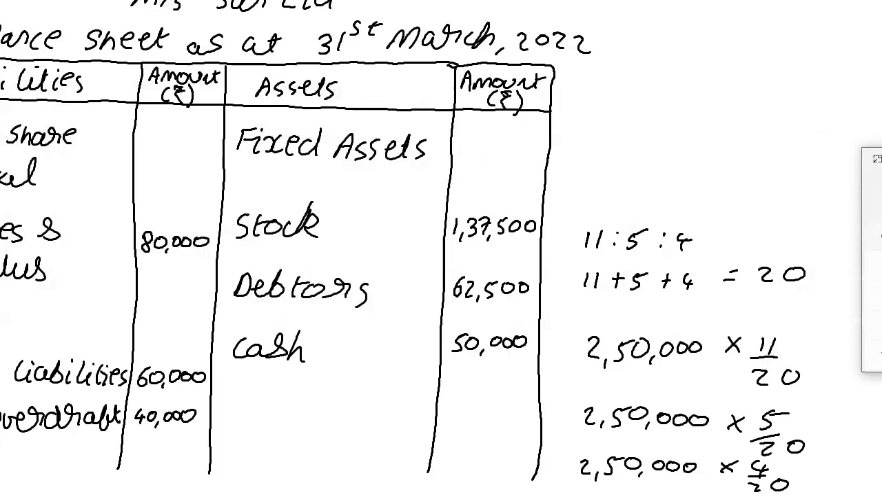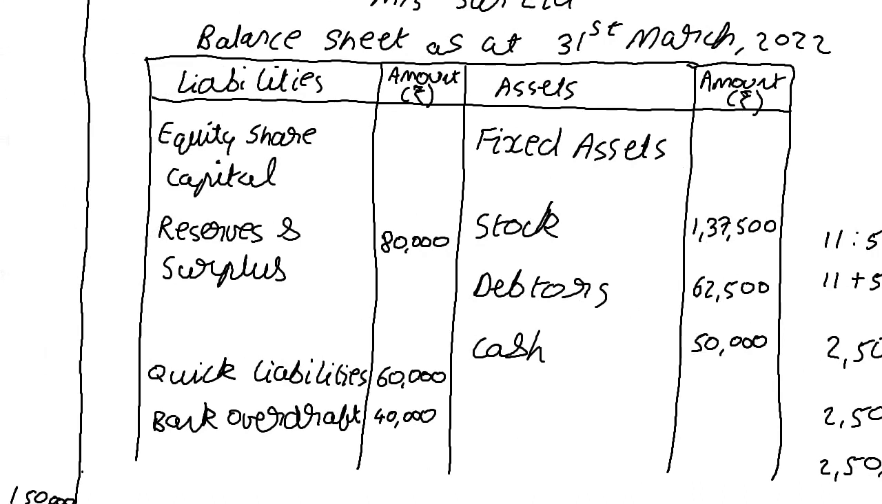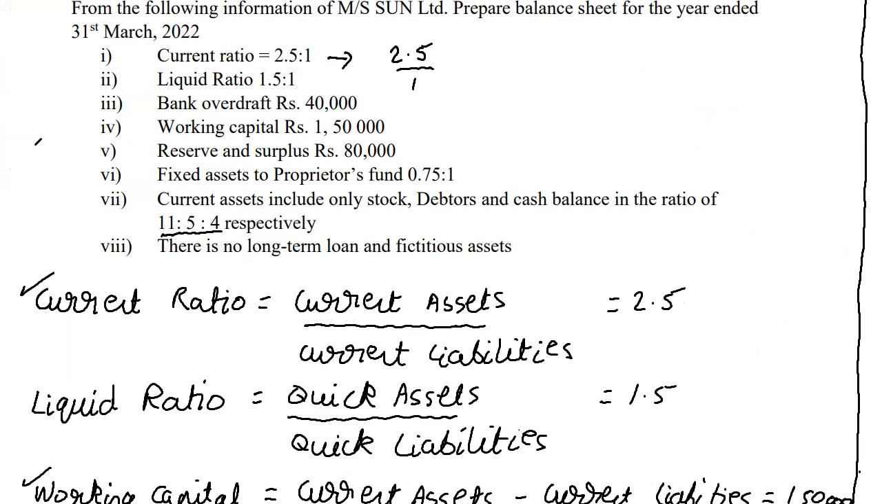Alright, now we have most of the numbers in place. We have almost everything on the left hand side, liability side, except for equity share capital. Similarly, on the right hand side, we have everything except for fixed assets. Now, we've been given the working capital as 1,50,000.